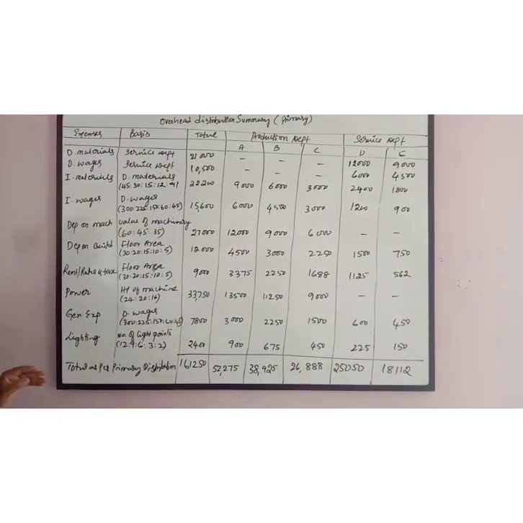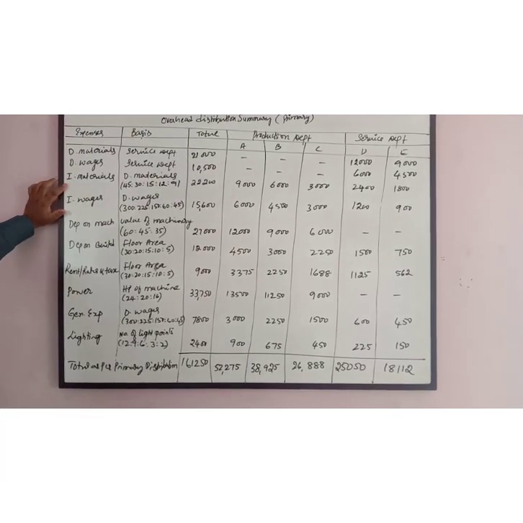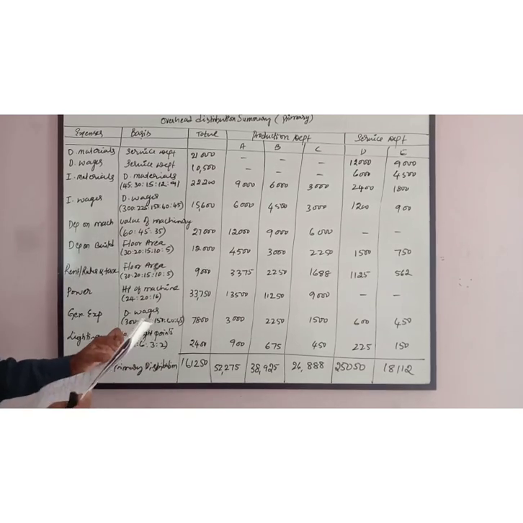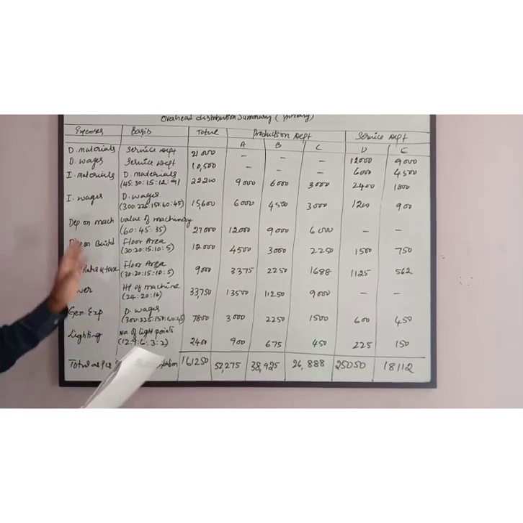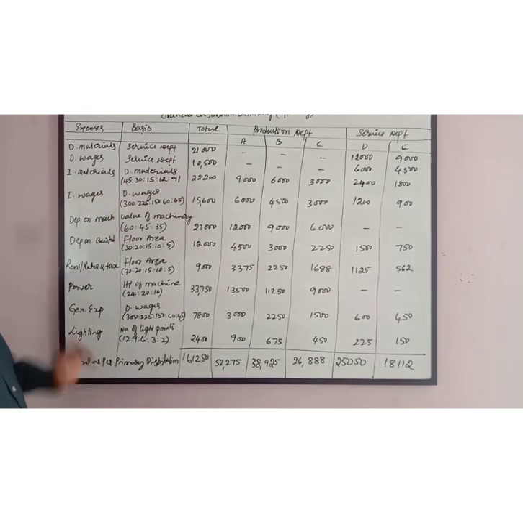Now, just go through the overhead apportionment. First item is indirect materials. For indirect material, you just look at the basis over here. Direct material is the nearest basis. So, direct material basis is taken here.